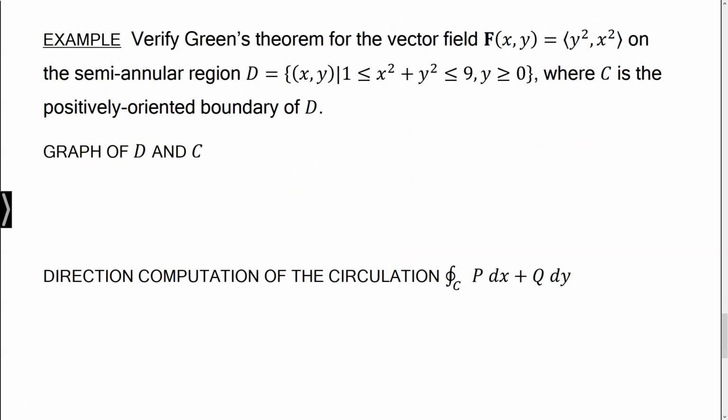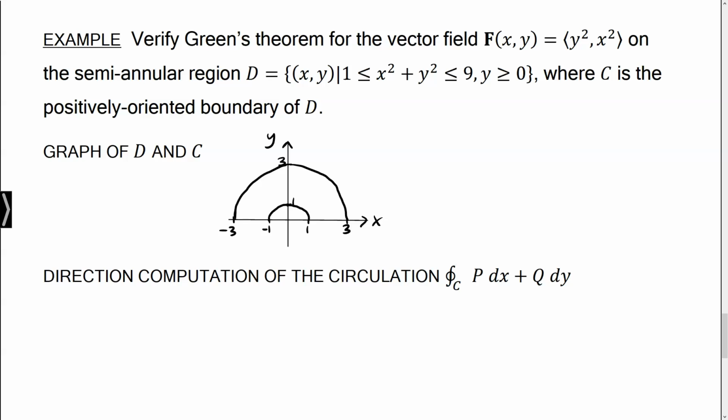So we're going to verify Green's theorem for the vector field y squared, x squared on the semi-annular region. So this just means it's the upper half of the annulus. So it's all the points whose, in polar coordinates, the radius is between 1 and 3 and in the upper half plane. So all the x,y with x squared plus y squared between 1 and 9, y bigger than or equal to 0. So we can draw a quick sketch of this. Okay, good enough for government purposes.